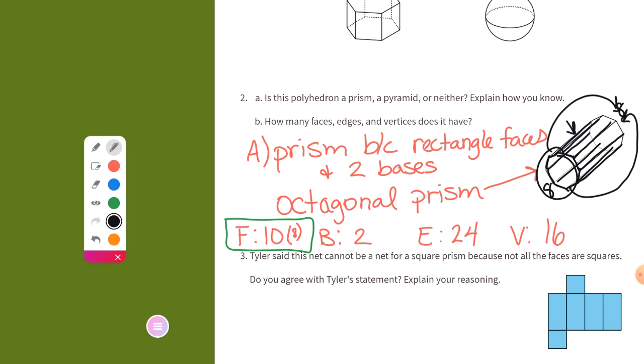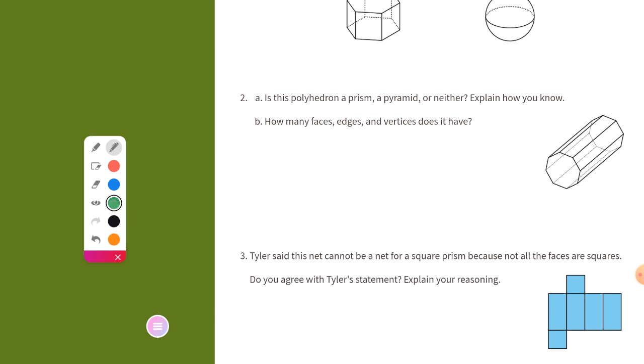Vertices. Where 3 sides come together are just the points. Let me clear it all. All my points would just be at the ends. 1, 2, 3, 4, 5, 6, 7, 8, and then another 8 on the other side. It's not corners, it's vertices, but they mean the same thing.